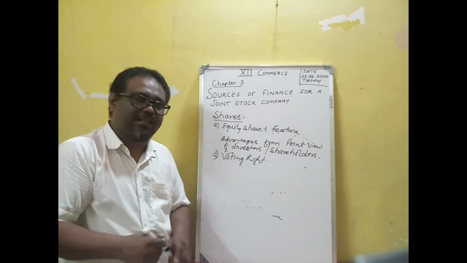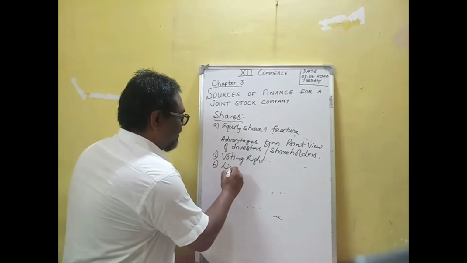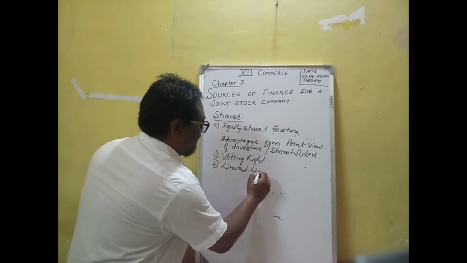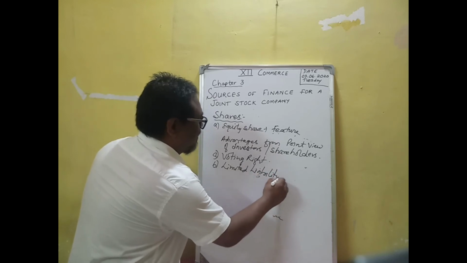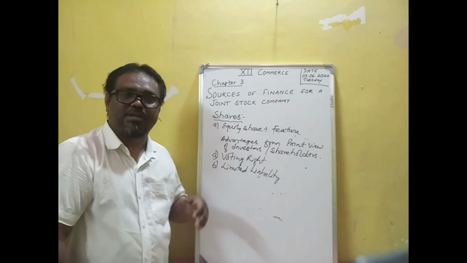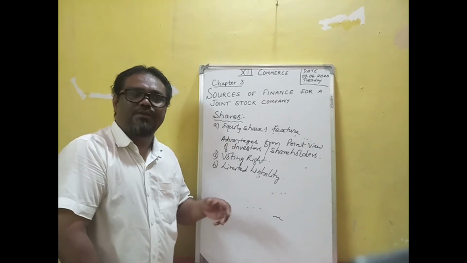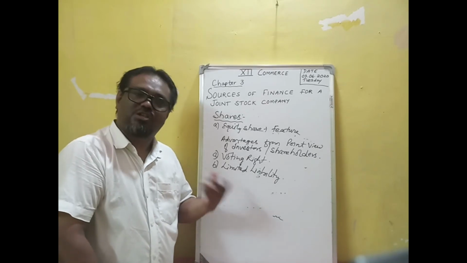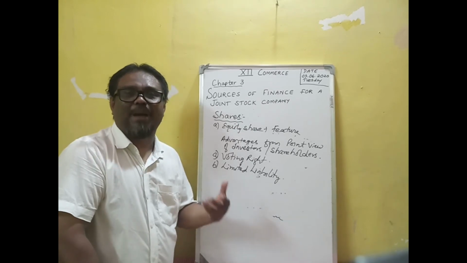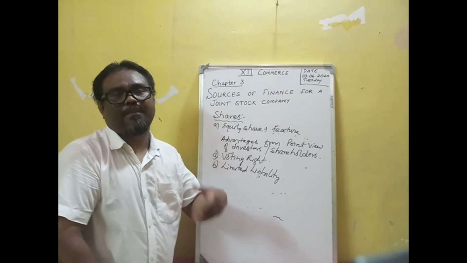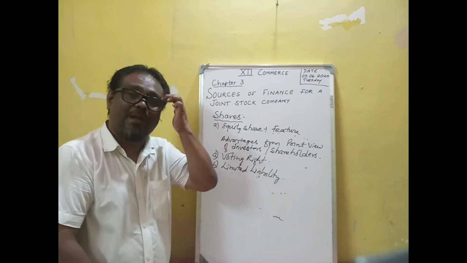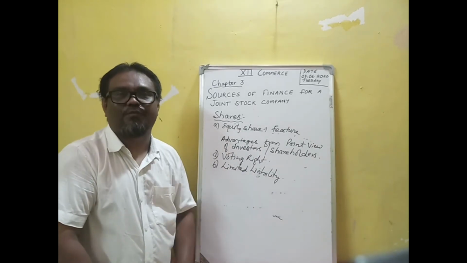How much share they have purchased? Liability is limited. The liability of the shareholders is limited up to the value of the shares they have purchased. If they have purchased 100 rupees shares, the liability is 100. If they have purchased 1 lakh rupees shares, the risk is also 1 lakh. So the value of liability depends upon the face value of the share they have purchased.